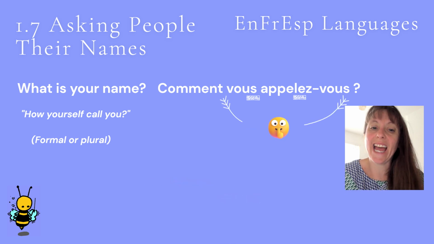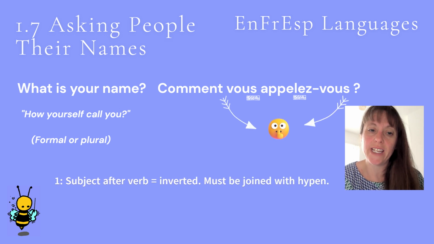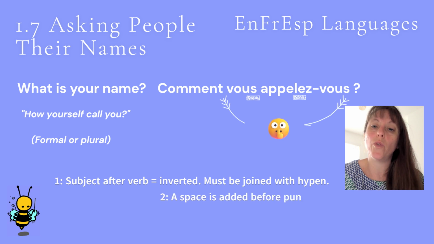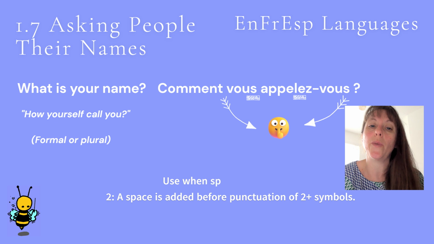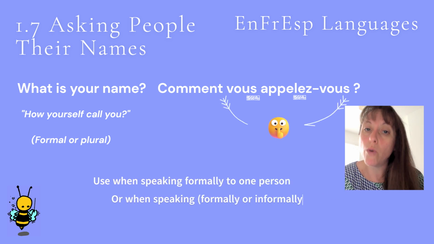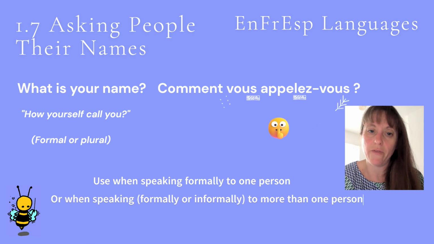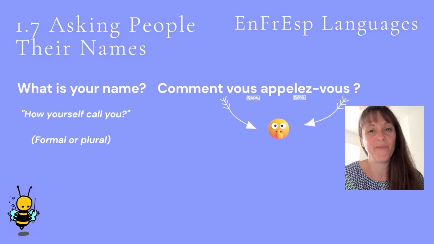Note the written points again as well. The subject is after the verb, so they are inverted and consequently joined by a hyphen, and there is a space before the question mark. Remember that this phrase is used both when speaking formally to one person and when speaking to more than one person, whether formal or informal. Let's hear "What's your name?" formal again. Comment vous appelez-vous?